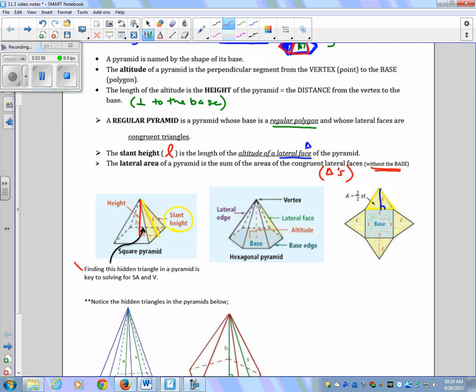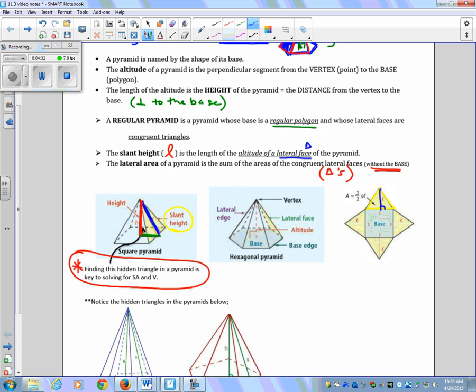Now this is a really key point right here. You want to put a little star next to it, circle it, highlight it, whatever you want to do. But finding this hidden triangle in a pyramid is key to solving for the surface area and volume. The hidden triangle that I'm talking about is this triangle here. The apothem, the height, and I'm going to make it blue now, the slant height.